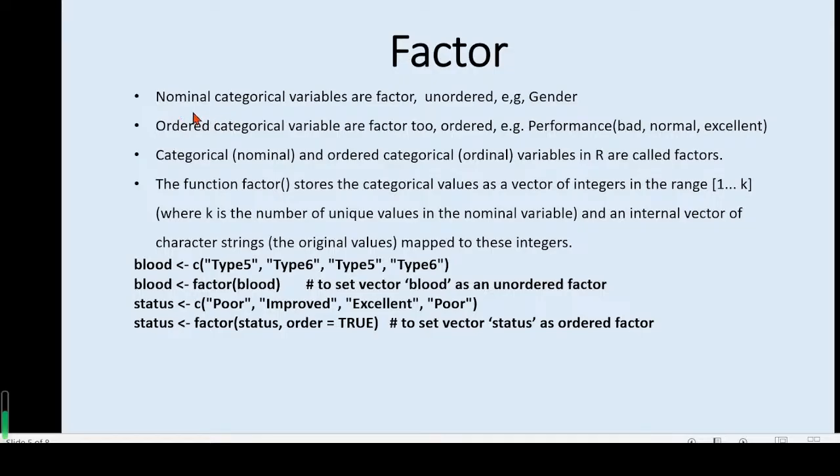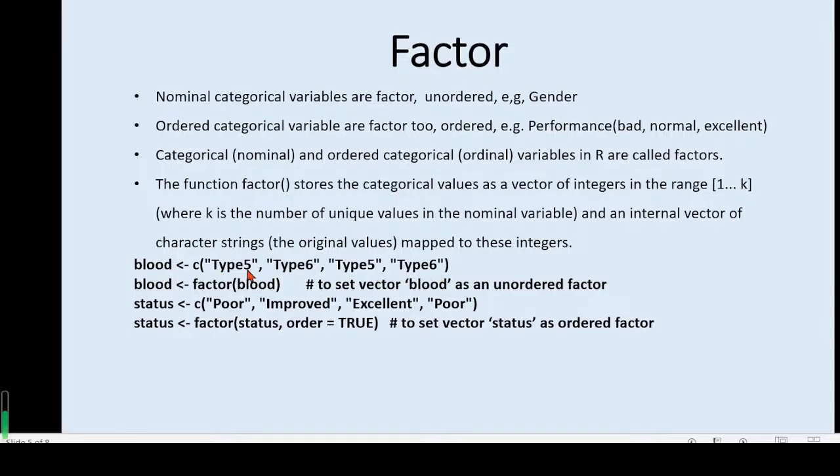And a factor. Nominal categorical variables are factors, for example, gender. And all the categorical variables are also factors, for example, bad, normal, excellent. For this, a factor level. So categorical, nominal, and all the categorical variables in R are called factors. The function factor will store the categorical variables as a vector of integers in the range 1 to k, where k is the number of unique values in the nominal variable, and an internal vector of character strings mapped to these integers.